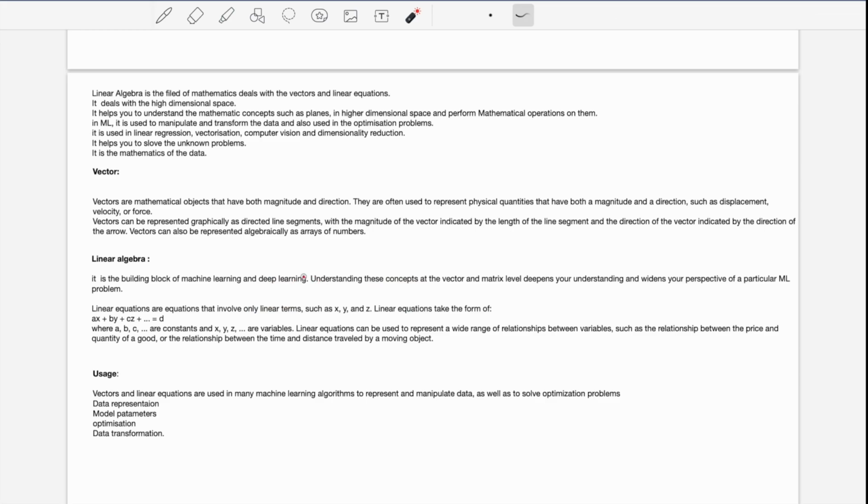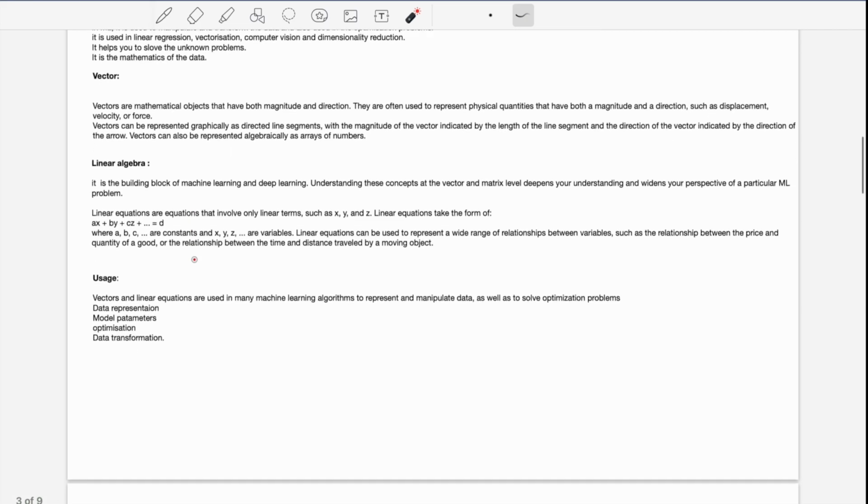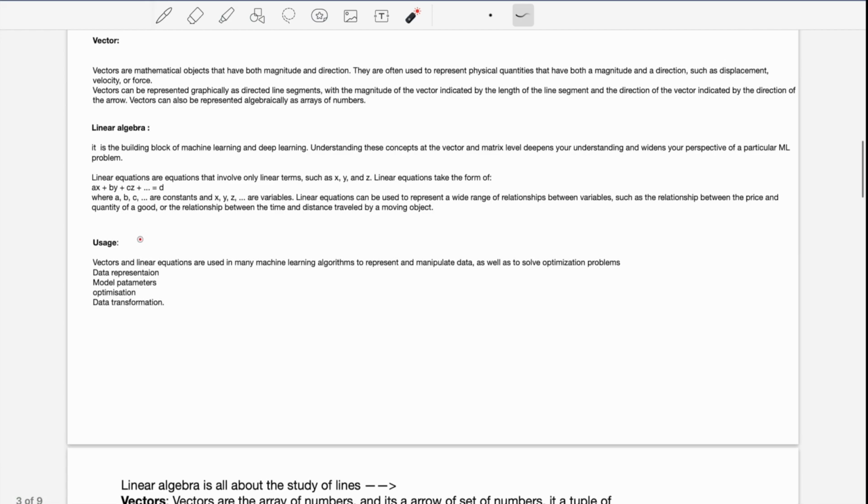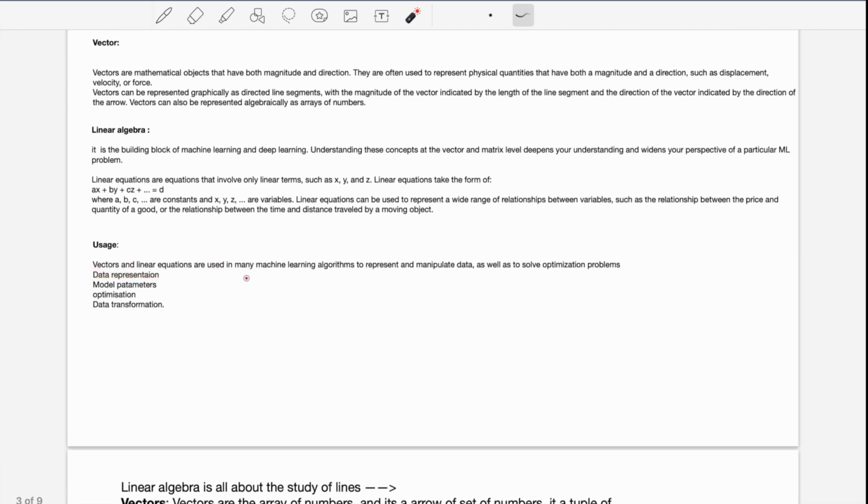Okay, so you may ask, what is the usage in the machine learning field? The vectors and the linear equations are used in many machine learning algorithms, such as linear regression, logistic regression, and many more. We're going to discuss this in our further lectures. Don't worry, we're going to cover each and every topic.